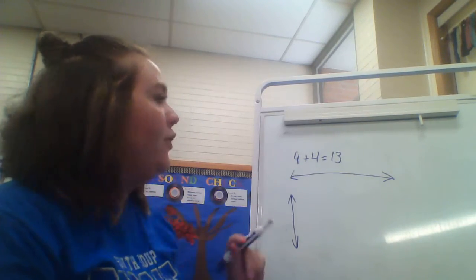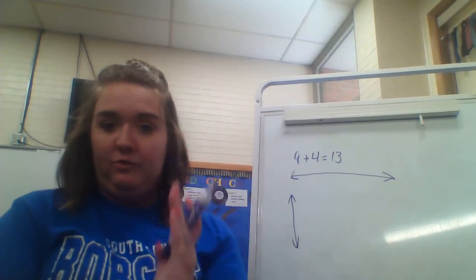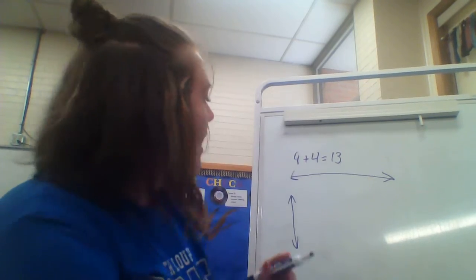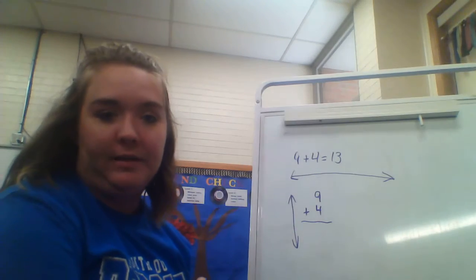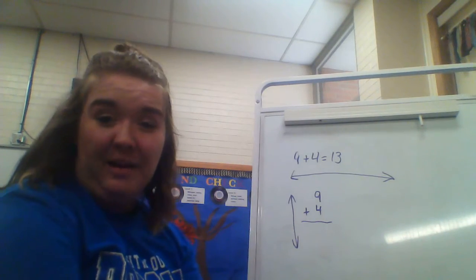Okay? This is a vertical line. A vertical line goes up and down, straight up and down. Okay? And if we had a vertical equation, it would look like this. It has 9. Our plus sign goes off to the side, and our 4 goes right below the 9, right across from the plus sign, okay? See how that's all lined up nice and neat?